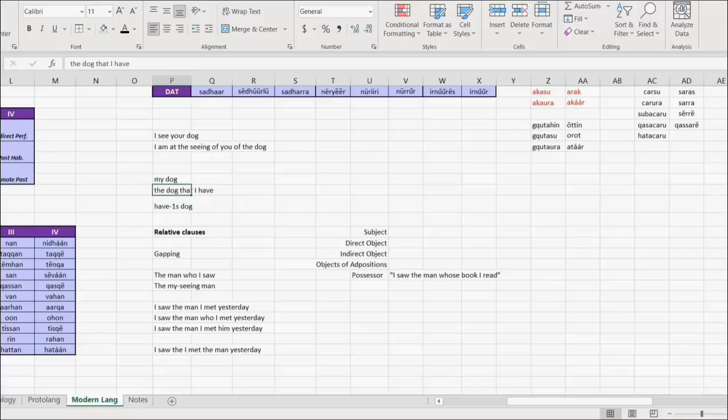Because in the dog that I have, the dog is an object. I'm the one who has the dog. So if you can only relativize a subject, you'd have to passivize the verb. So you'd have to say, the dog that is had by me, which would mean that you would have to add at least another syllable to the verb, and then you'd have to reintroduce the agent as an oblique, and that would, once again, make the construction longer and clunkier, which we don't want. So I think I'm going to say, for now, that the subject and the direct object can be relativized, and that both of them can be handled just by gapping. So that will keep this construction very simple and easy.